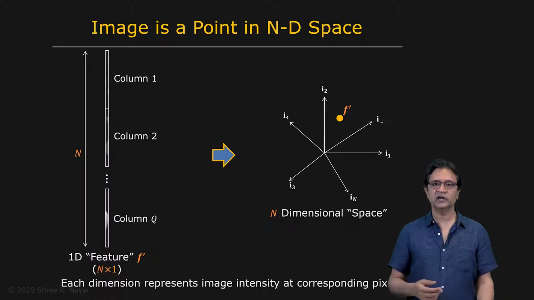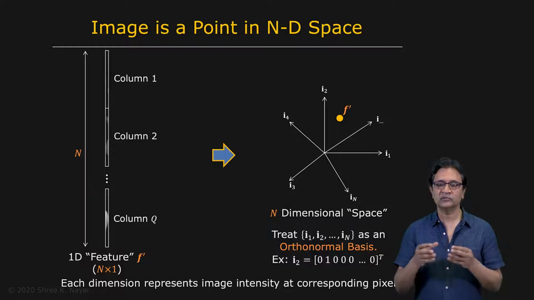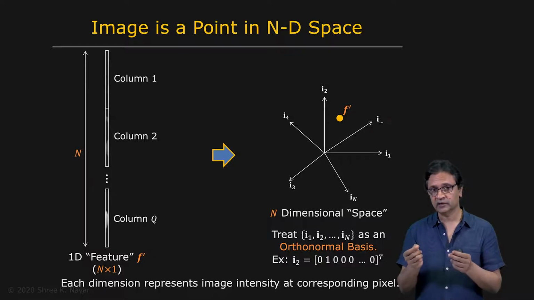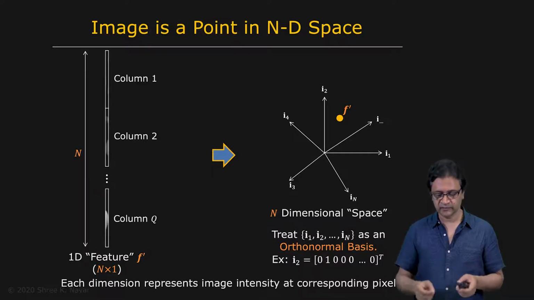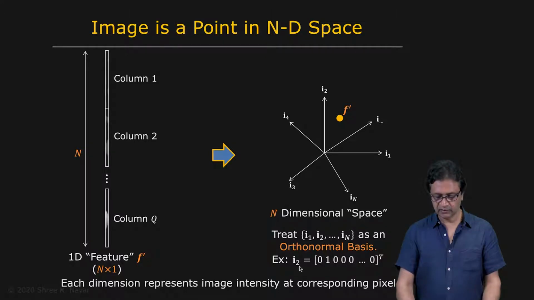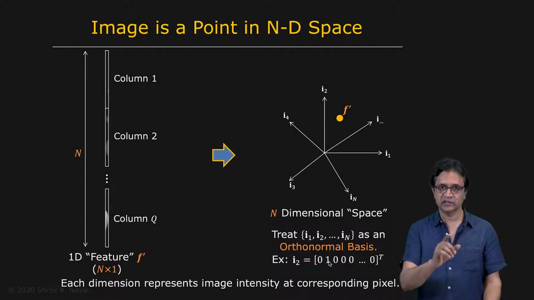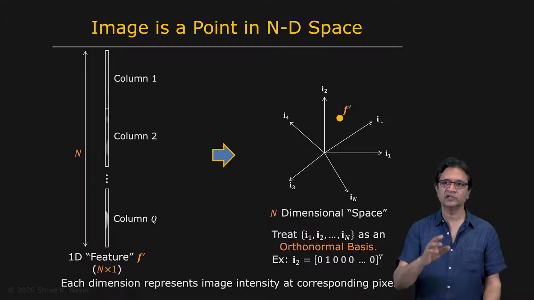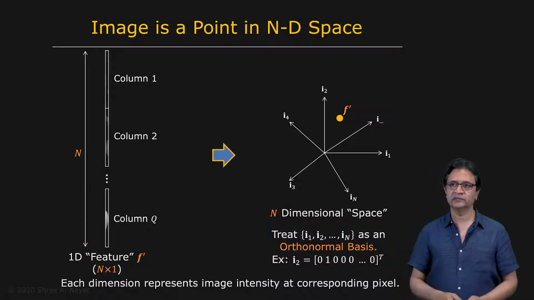And this is what we refer to as an orthonormal basis. Orthonormal because each one of these dimensions is represented by a unit vector, these I's that we're talking about, and these unit vectors are orthogonal to each other. So for example, if you look at I2, I2 is a unit vector which has a 1 in the second position because it corresponds to the second pixel and 0 everywhere else. So an image as a point in n-dimensional space.